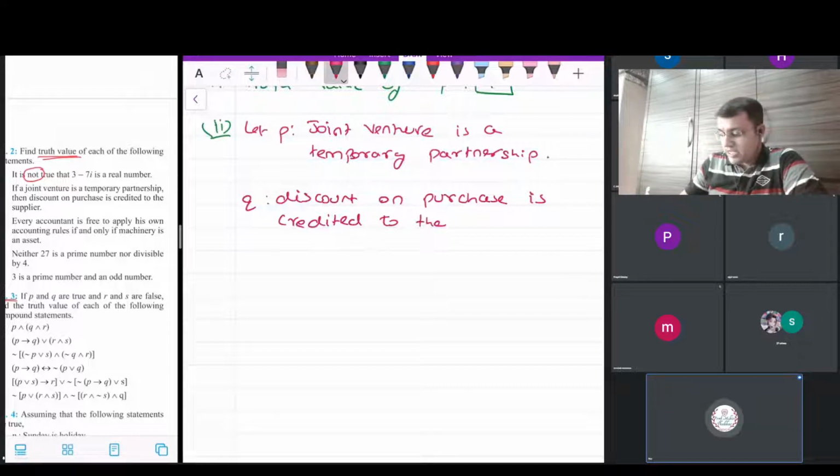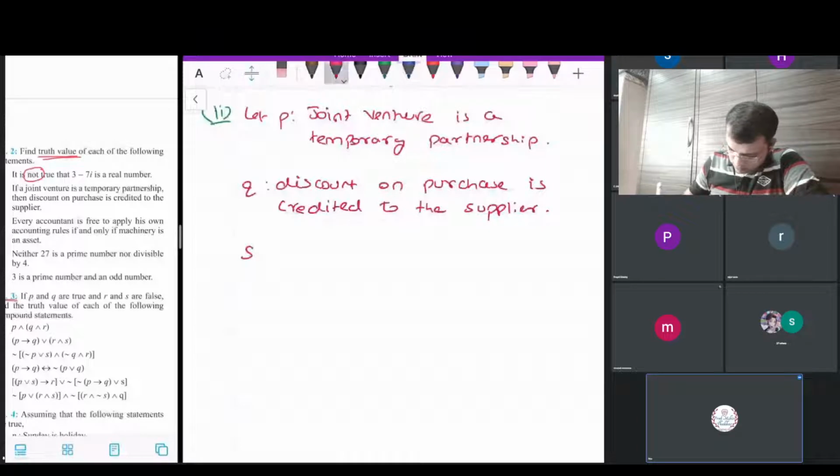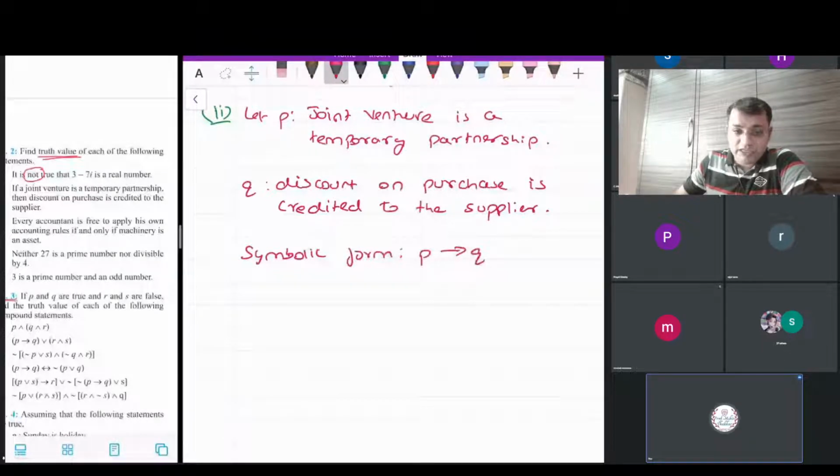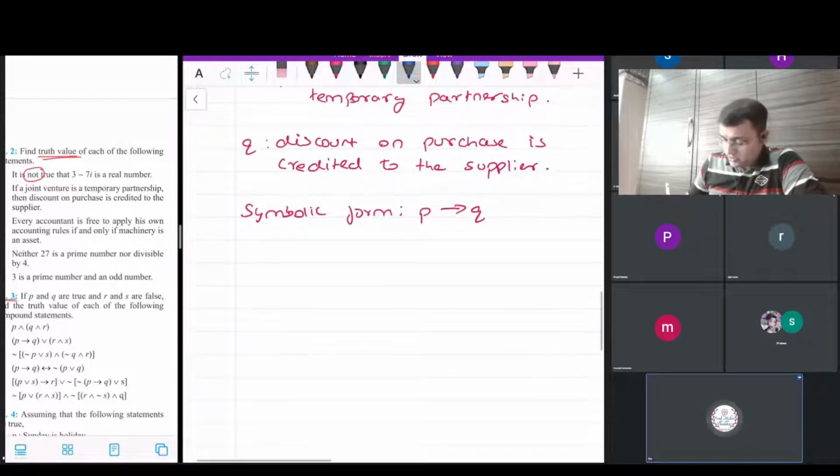Okay, now I have to think about the truth values of this. So first of all, the symbolic form is nothing but P arrow mark Q, or P implication Q. So what do you think? Is P a true statement or is it a false statement? Joint venture is a temporary partnership. Yes, that is a true statement. So I will consider the truth value of P is T.